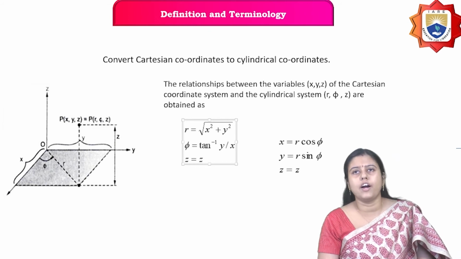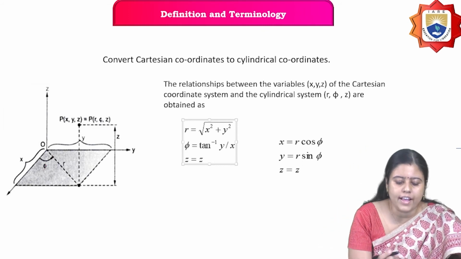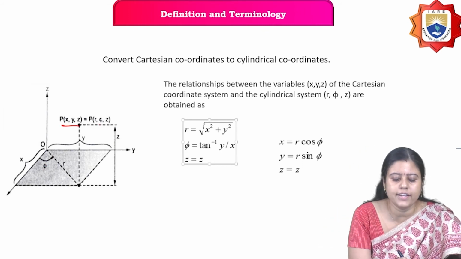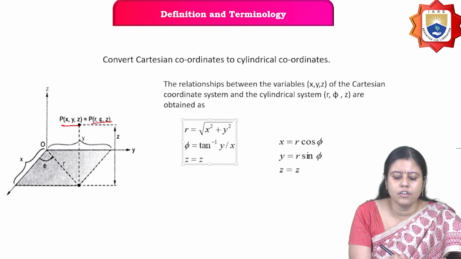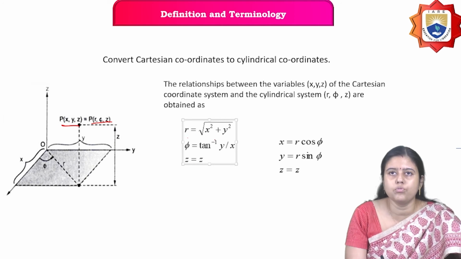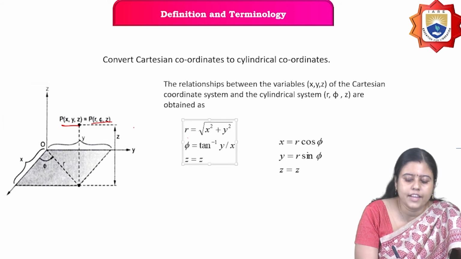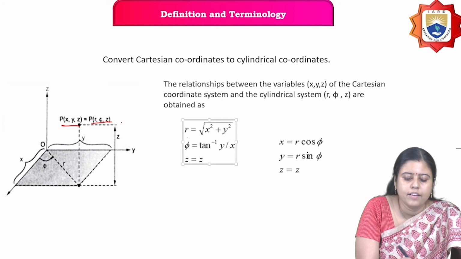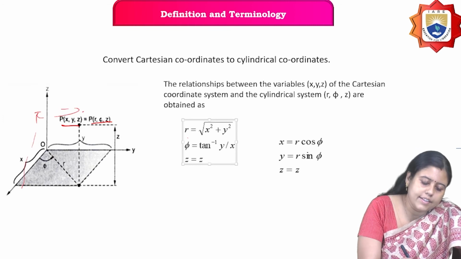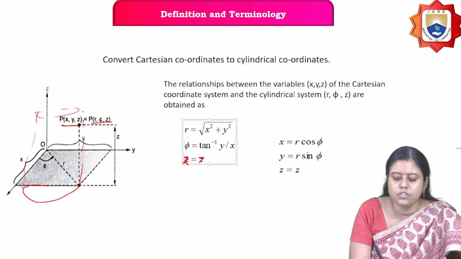Next. Convert the Cartesian coordinate into the cylindrical coordinate. As I told earlier, this is x, y, z, and this is r, phi, z, or we can call it rho, phi, z. We get the relation r is equal to the root of x squared plus y squared, phi is equal to tan inverse y by x, and z equals z. How do we get this? First, z: if we think of this as a cylinder, the height is the same. So z equals z.